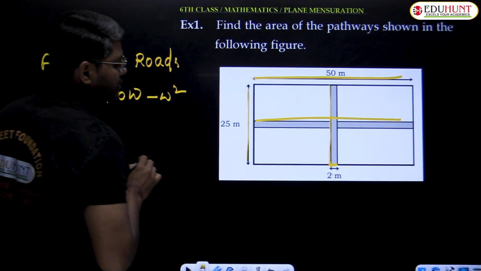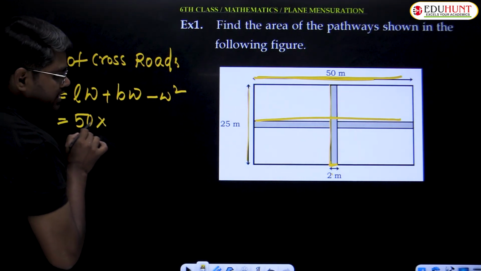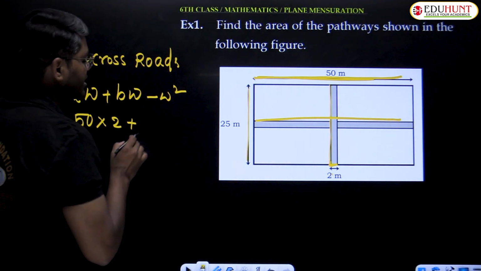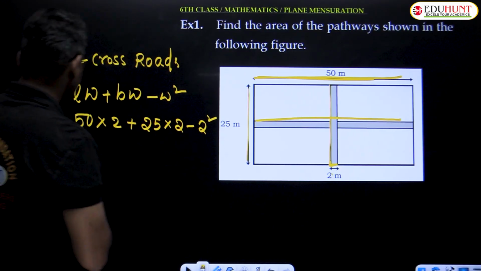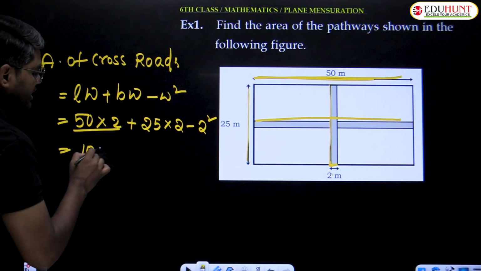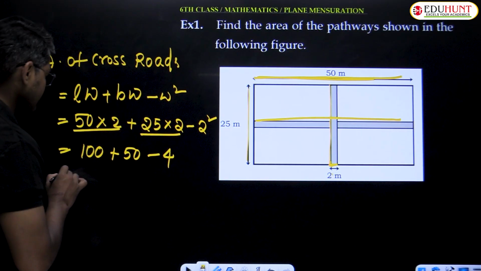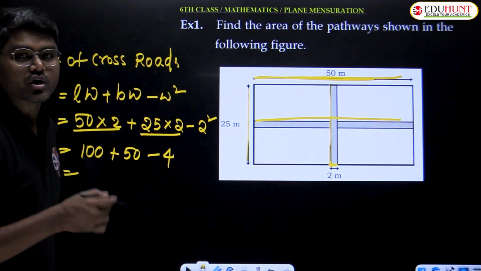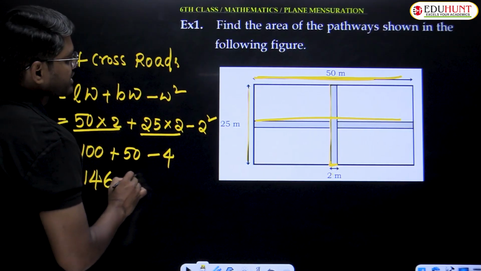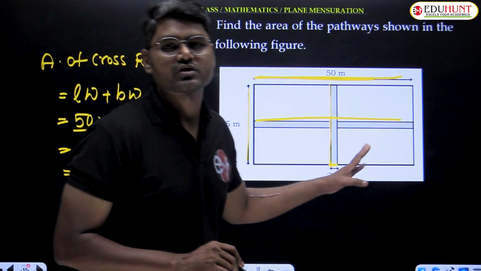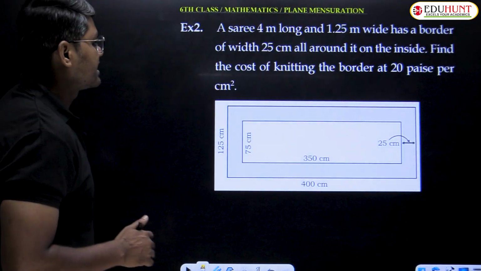So LW, L is length 50 into W is 2, plus BW 25 into 2, minus 2 square. Now 50 into 2 is 100, plus 25 into 2 is 50, minus 2 square is 4. This is 150 minus 4. 150 minus 4 is 146 meter square, the area of these crossroads or pathways. Okay, right. Let's see the next question.